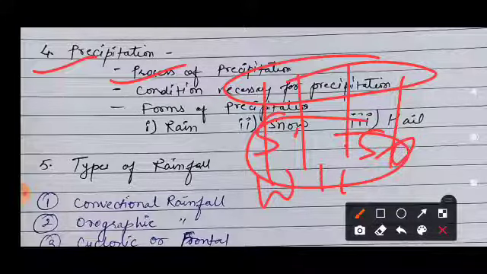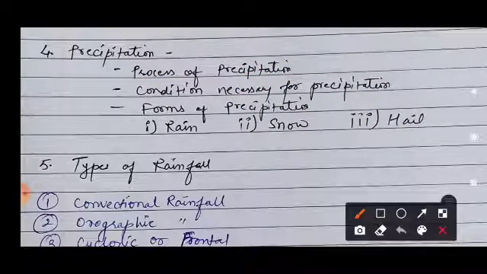And in what form does it come? It comes in the form of hail, snow, sleet, rain, and drizzle. So these are all the common forms of precipitation. But how are these formed? So what is the process of precipitation?